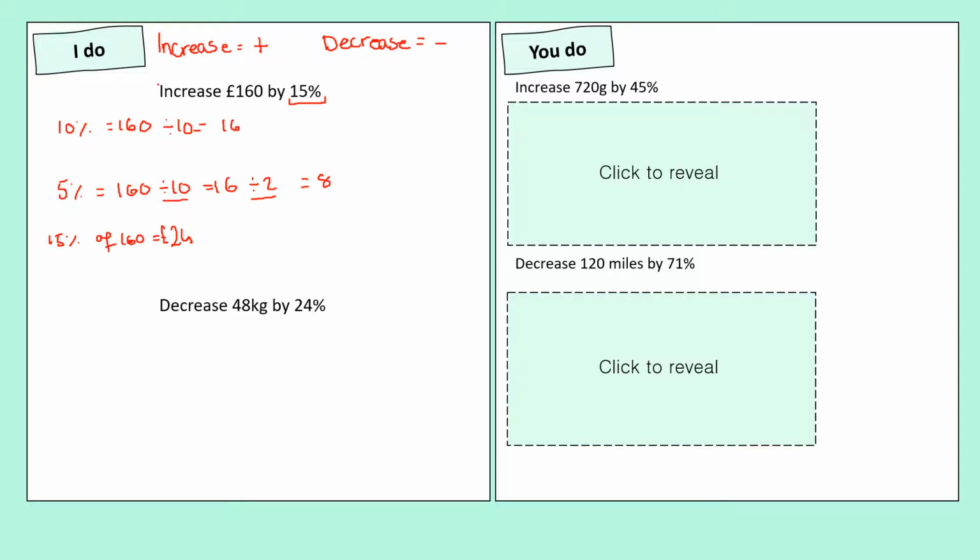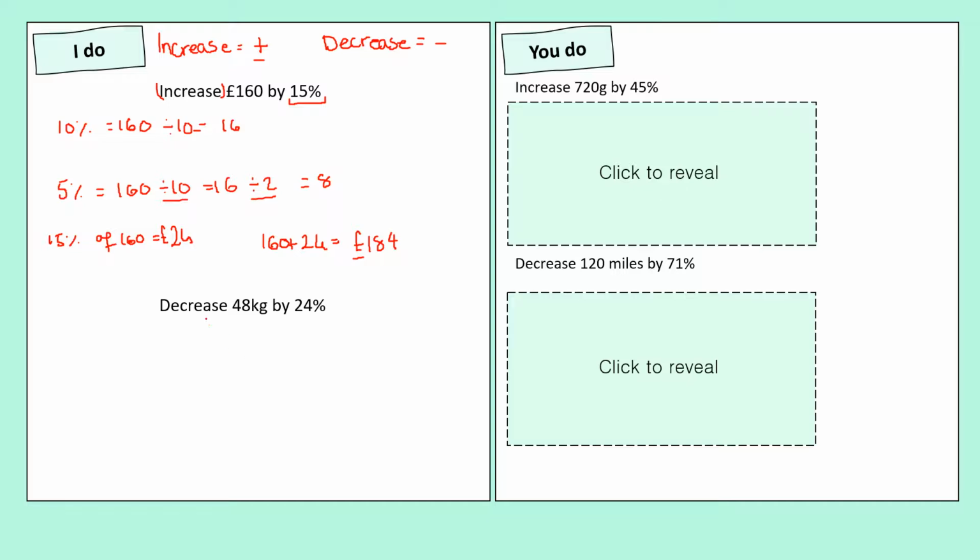I could put pounds there. But the question has asked me to increase. Now remember I said increase is add. So because we're increasing, it means we're adding on. All we have to do is 160 plus 24, which gives me a value of £184. I remember pounds because that's the units they use. So when you're increasing, what you're doing is finding the percentage amount and then adding on.